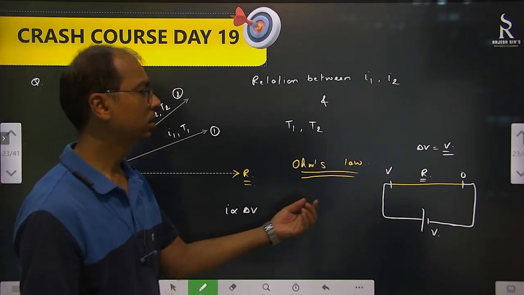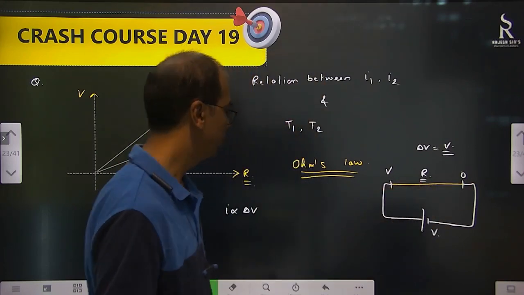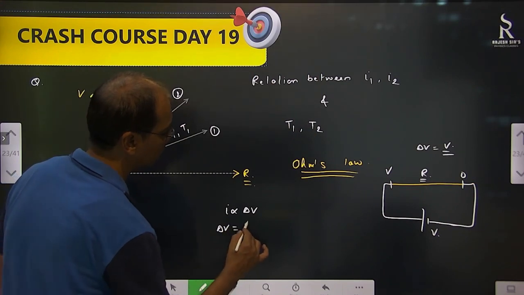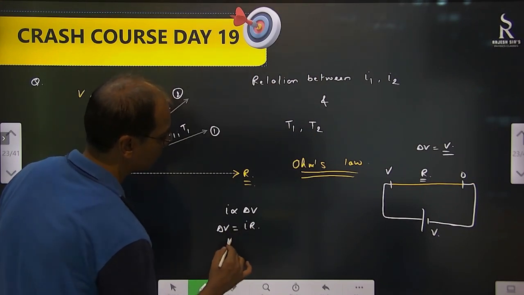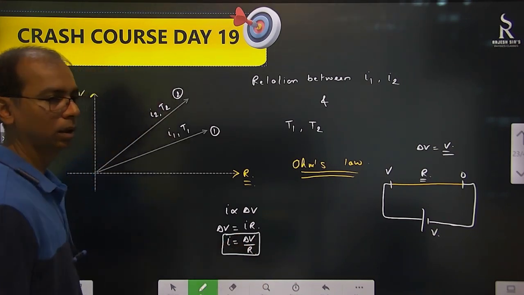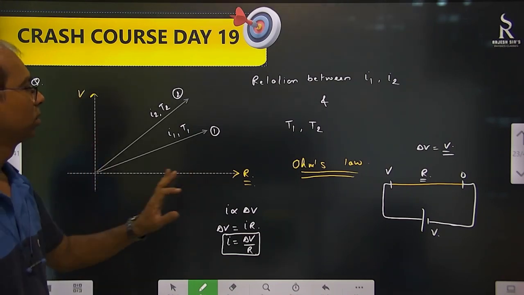Current in this one will be directly proportional to how much potential difference we have applied. And we remove this proportionality, so we write delta V equal to IR. So I equal to delta V by R. This is what Ohm's law is. Now, by using Ohm's law, we have to find in this one, this is V and this is R.